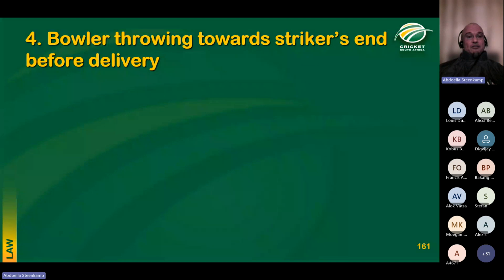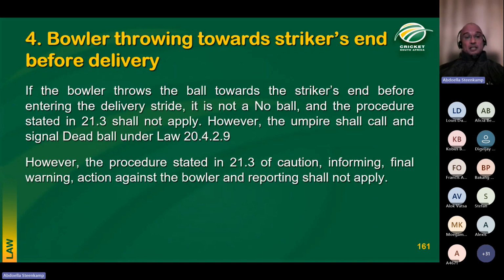So what happens if the bowler, before entering his or her delivery stride, throws the ball towards the striker's end? The law tells us that the umpire needs to call and signal dead ball. We've just covered it in the previous law. So if before the bowler enters his or her delivery stride, the bowler actually throws the ball towards the striker's end, either umpire is to call and signal dead ball.